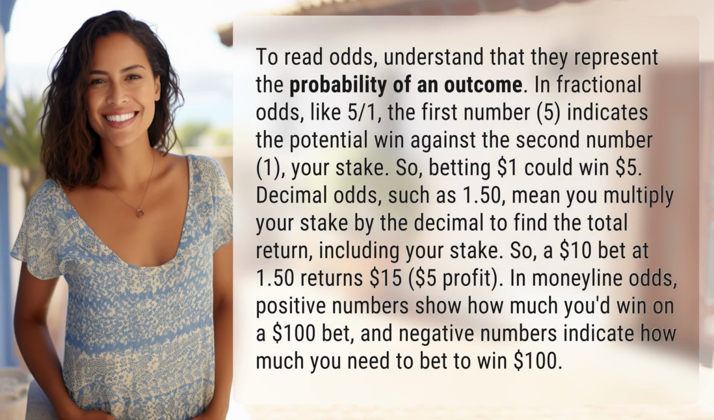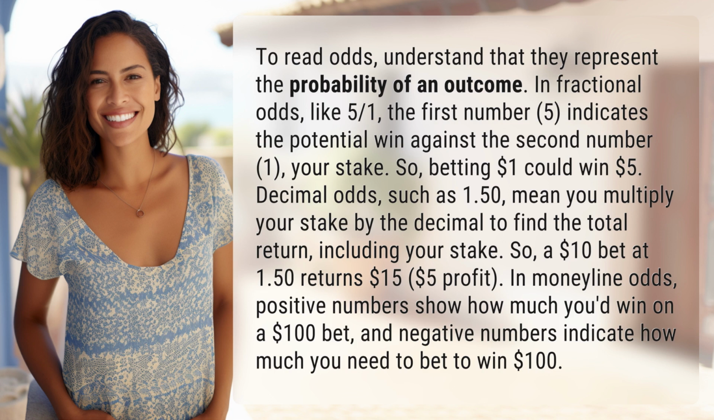To read odds, understand that they represent the probability of an outcome. In fractional odds, like 5 over 1, the first number, 5, indicates the potential win against the second number, 1, your stake. So, betting $1 could win $5.